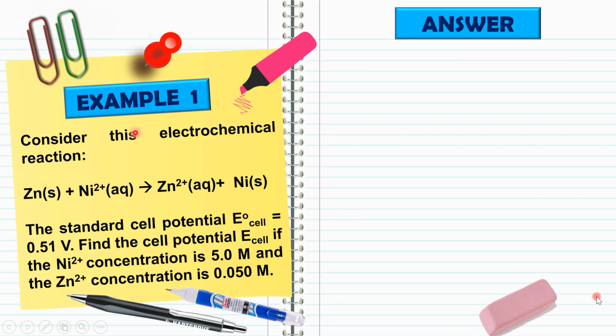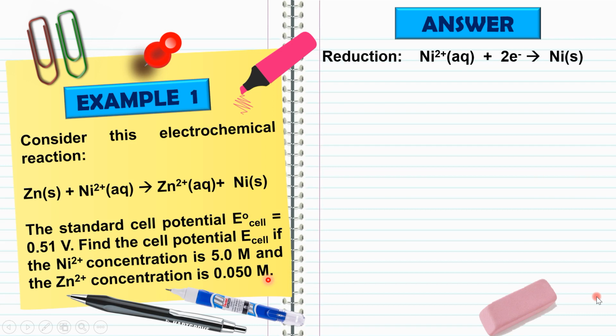So we consider the first example here. Consider this electrochemical cell. Okay, this is the electrochemical cell overall equation. The standard cell potential E naught cell is equal to 0.51 volt. Find the cell potential E cell if the Ni2+ concentration is 5.0 molar and the Zn2+ concentration is 0.05 molar. So what should you do first?